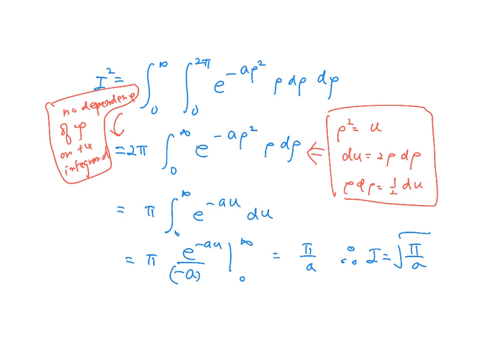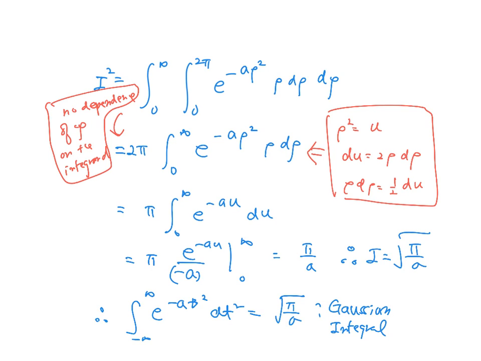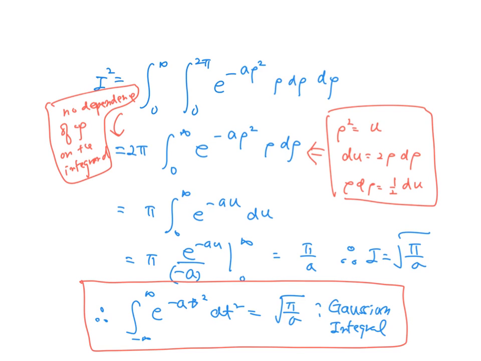So this Gaussian integral is very important. The integral of exponential minus a t squared dt is the square root of pi over a. It's called the Gaussian integral. This is very important. This Gaussian integral is actually related to the 정규분포, the normal distribution.